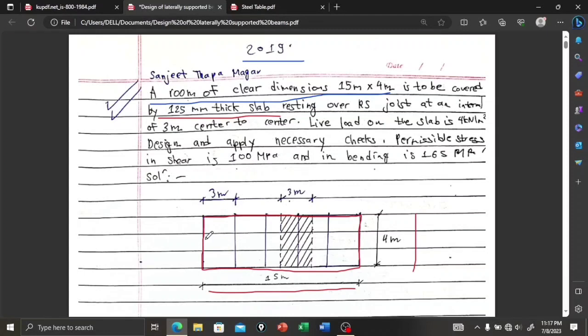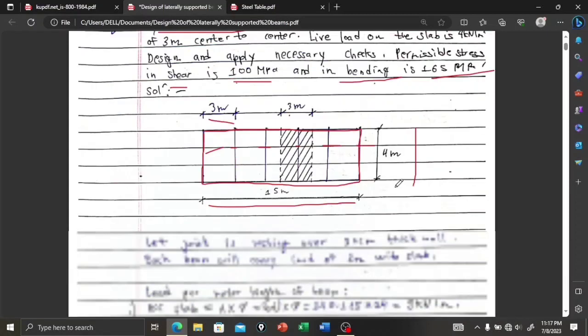These are the joists at an interval of 3 meter center to center. Live load on slab is 4 kN per meter square. Design and apply necessary checks. Permissible stress in shear is 100 megapascal and in bending is 165 megapascal.